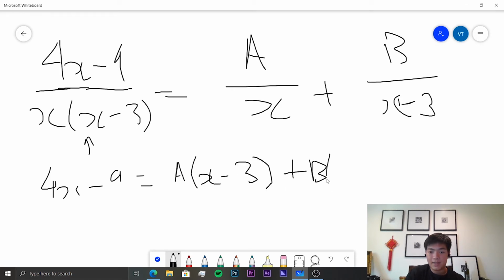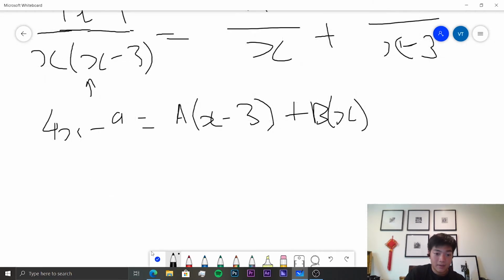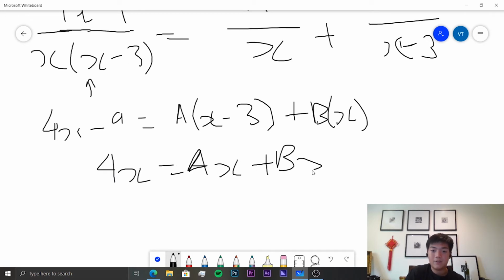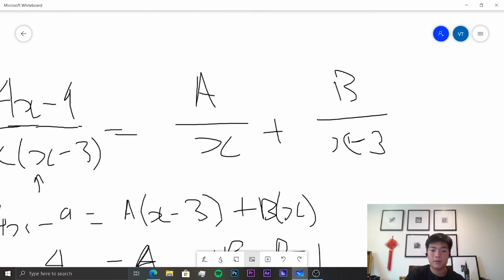plus b times x. And so we have 4x is equal to ax plus bx, and often to simplify this, you just divide all the x's. So you just have 4 is equal to a plus b, and minus 9 is equal to minus 3a. So from this, we know that a must equal 3, and since 4 is a plus b, b must equal 1. So therefore, the answer is 3 over x plus 1 over x minus 3.